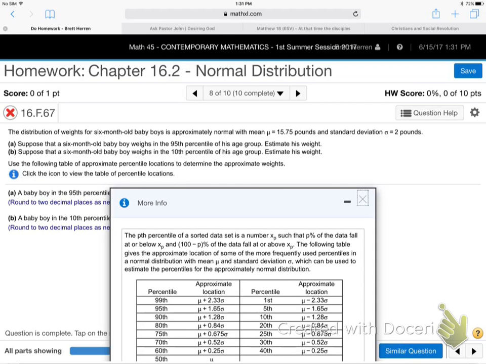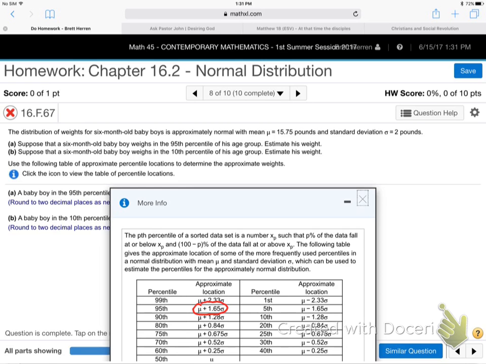So on this one, they give you a little table to help. All right, here comes the question. The distribution of weights for 6-month-old baby boys is approximately normal, with mean 15.75 and standard deviation 2. Suppose a 6-month-old baby boy weighs in the 95th percentile of his age group. Estimate his weight. Okay, I'm just going to grab the formula. So 95th, that formula right there.